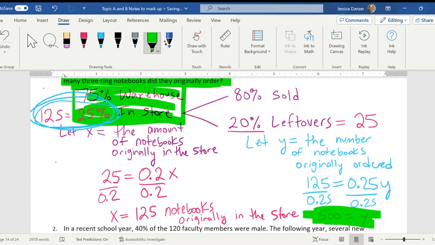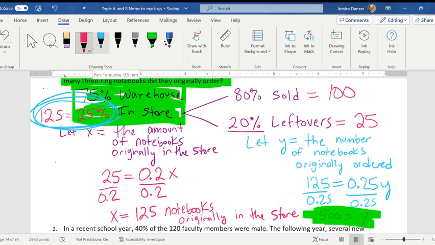Let's go back and see if this makes sense. They ordered 500 in total. 125 were placed in the store, where 80% were sold, which would end up being 100. And then the leftovers was the 25.